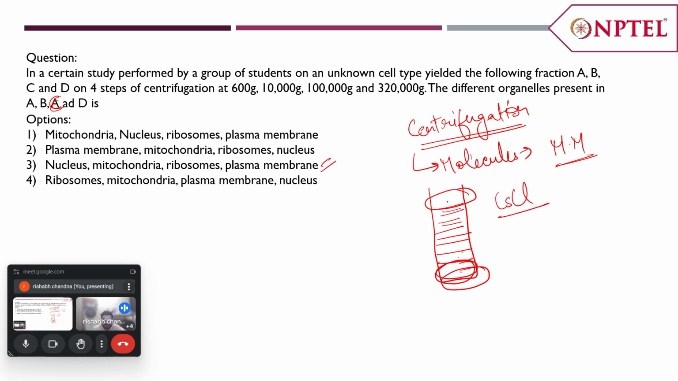In that case also, we first prepare the gradient. The different gradients are prepared, and then we add our sample, and based upon the molecular mass, it will get separated or segregated in a particular gradient. Based upon that, we will have different sedimentation coefficients for the different organelles that we are separating.